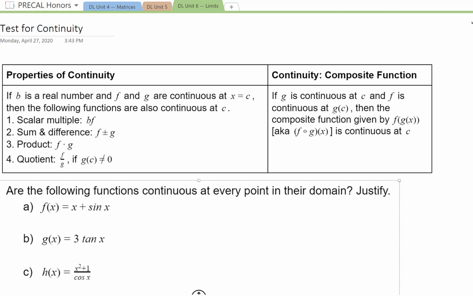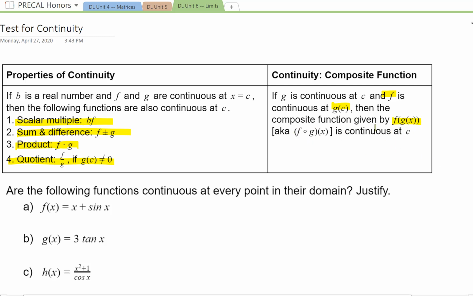There are ways we can test for continuity. There are properties of continuity, such as if f is a continuous function, then multiplying it by some constant is not going to make it not continuous. So scalar multiples, sum and difference, product, and quotient, and then you have composite functions. If g is continuous at c and f is continuous at g of c, then f of g of x is continuous at c, f of g of x.